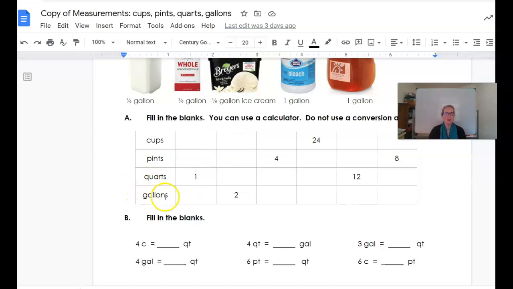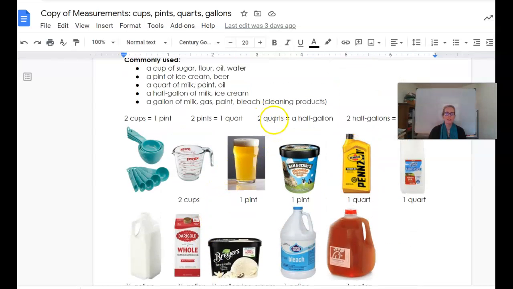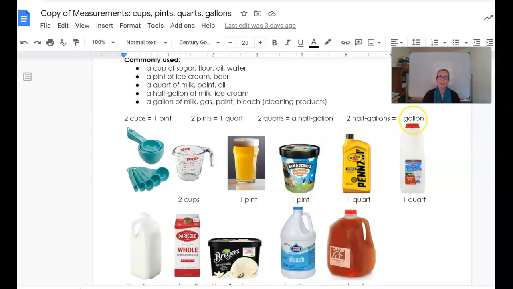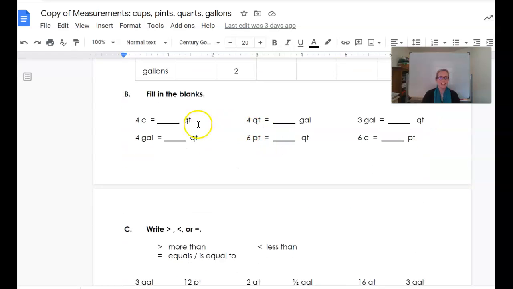You can see I don't have a half gallon here. We're going from quarts to gallons. So you have 4 quarts in 1 gallon. You have 2 quarts in a half gallon. And then of course 2 half gallons equals 1 gallon. So try to find the answers here and do your best.